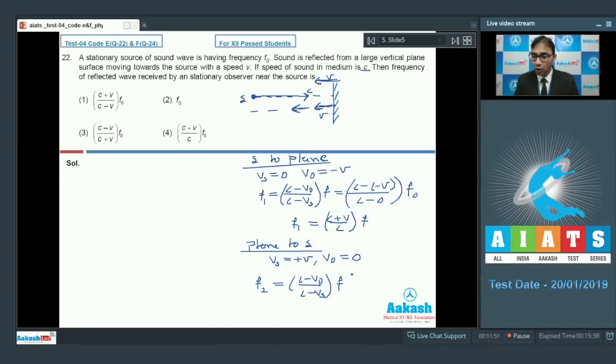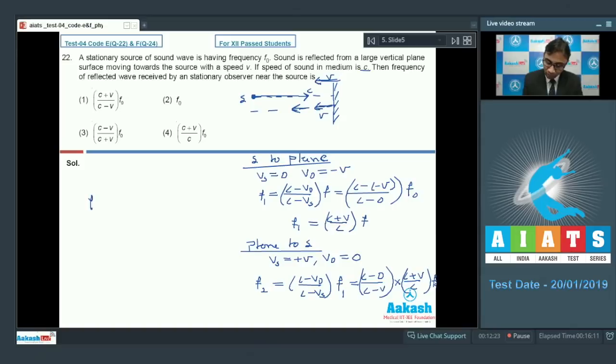what will be the actual frequency? Since this is the frequency reflected by the plane, whatever frequency is received by the plane will get reflected. So this will be equal to our f1. If I put in the values, we will get c minus 0 upon c minus v, into c plus v by c, into f. This is our frequency heard by the source.